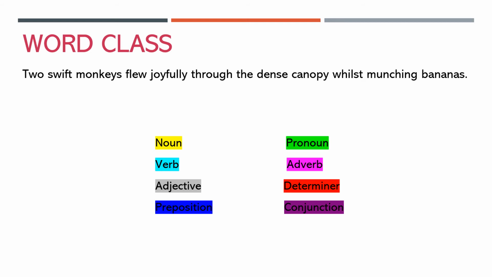So as you can see, I've got my word class on the screen highlighted. We've got our sentence here. 2 swift monkeys flew joyfully through the dense canopy whilst munching bananas. You may want to pause the video, try this yourself, but we're going to be going through it together. We've got that word 2. Now, 2 swift monkeys. The word 2 is describing the word monkeys. It's a determiner and letting you know how many nouns there are. Swift, again, describing that noun monkeys, so it's an adjective.